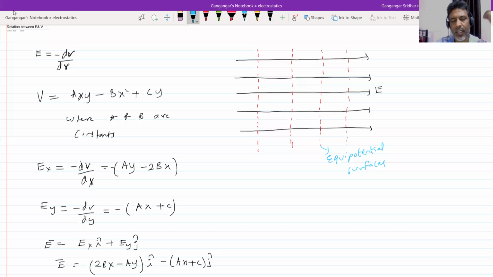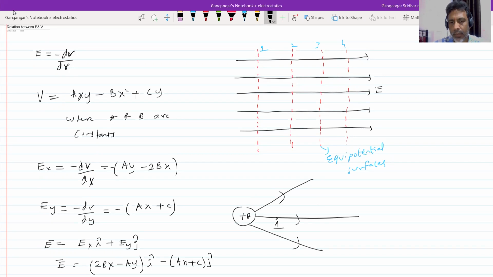In any condition, the E bar should be directed perpendicular to equipotential planes here. So that's one thing. Next, what about these surfaces? I'll give names for them: 1, 2, 3, 4. Can you say anything about the potential? So let's go back to the point charge. For a positive point charge, the lines of force will be like this.